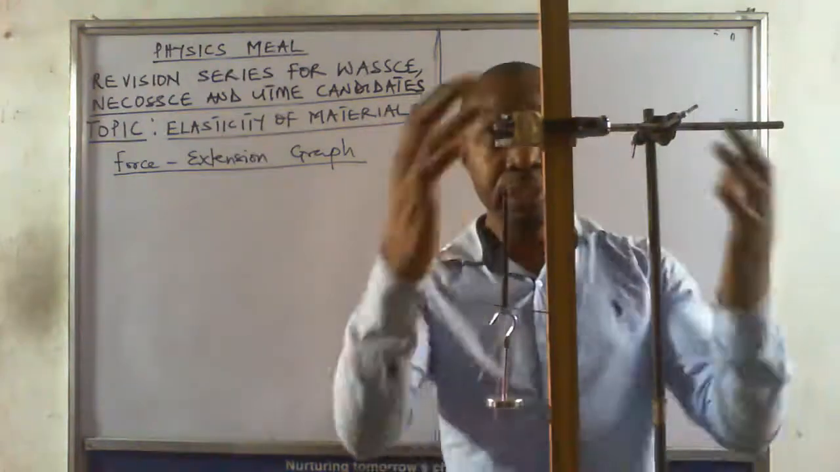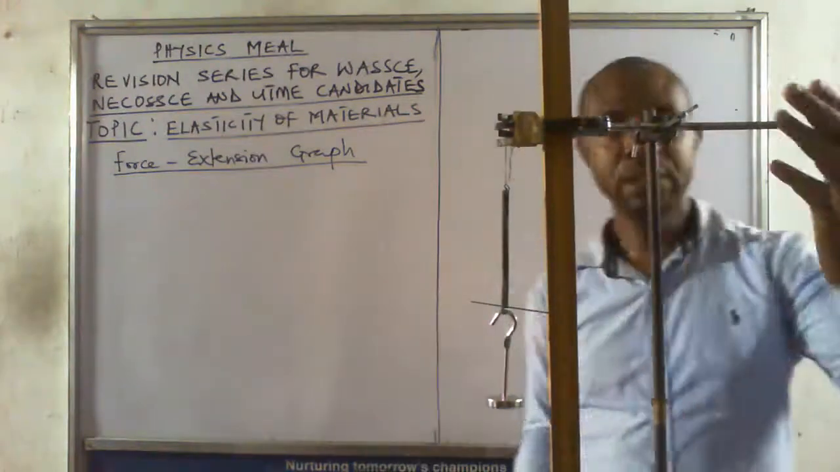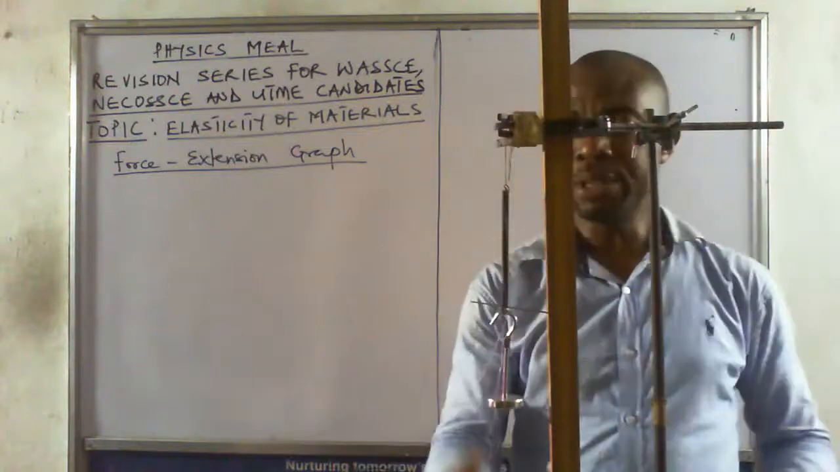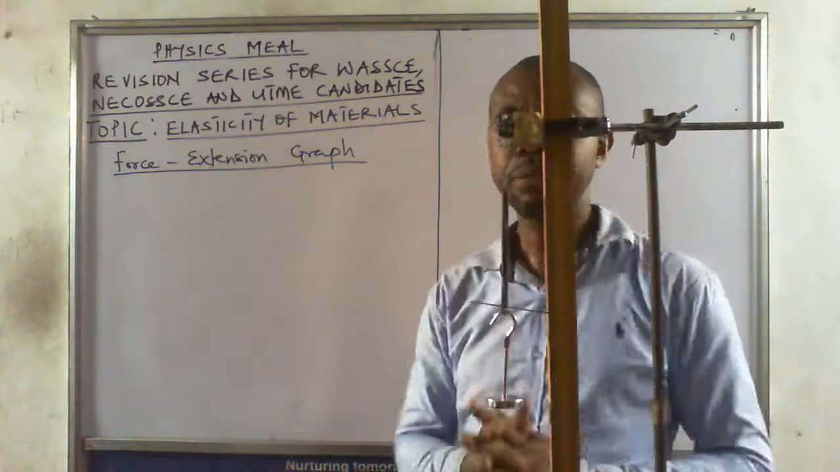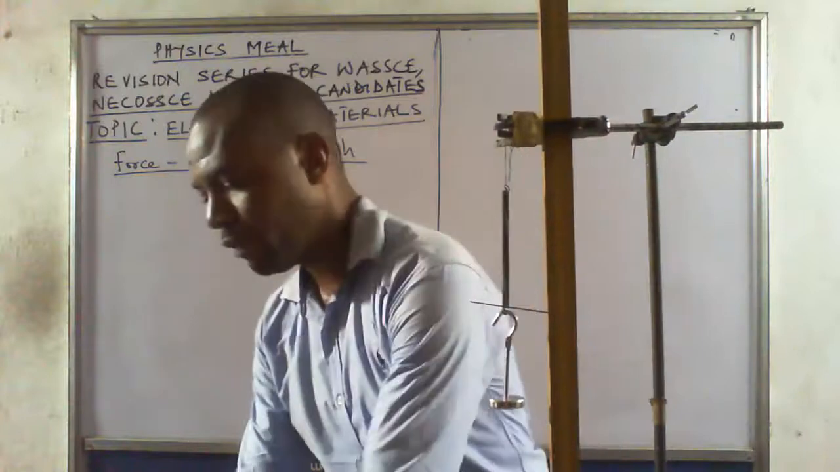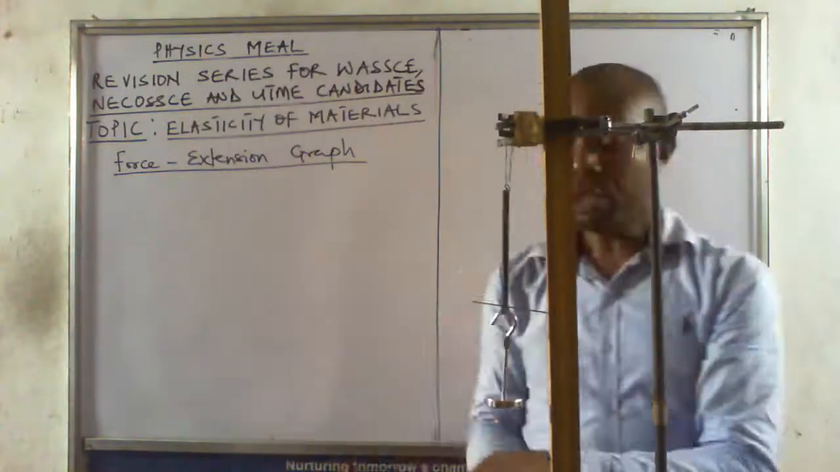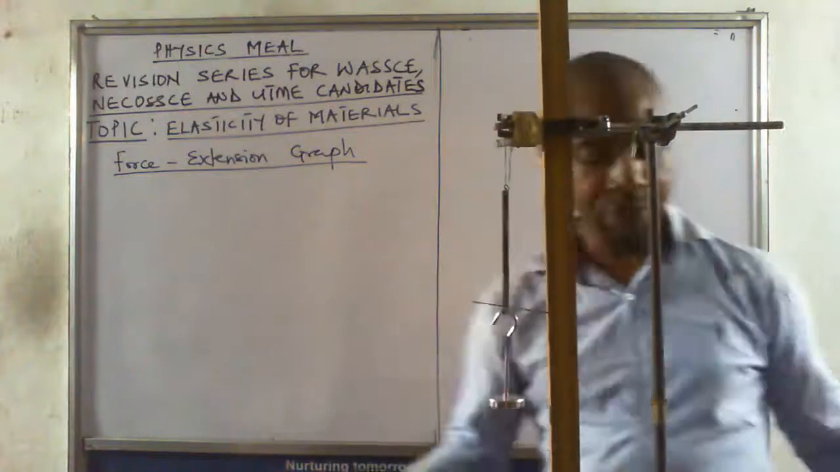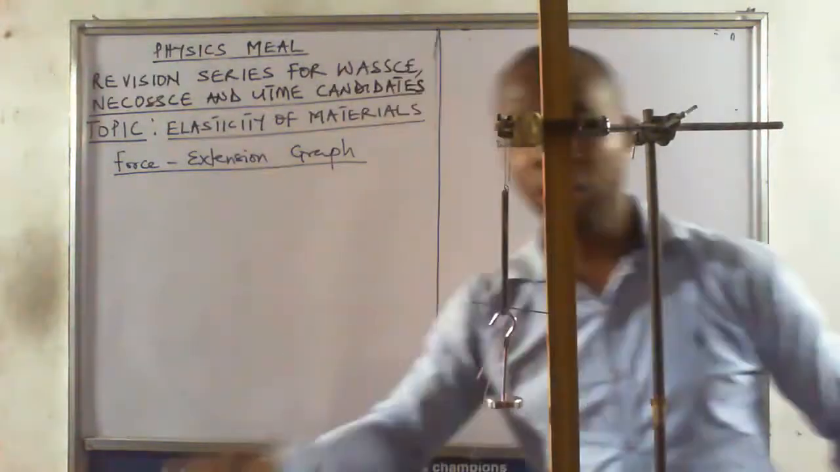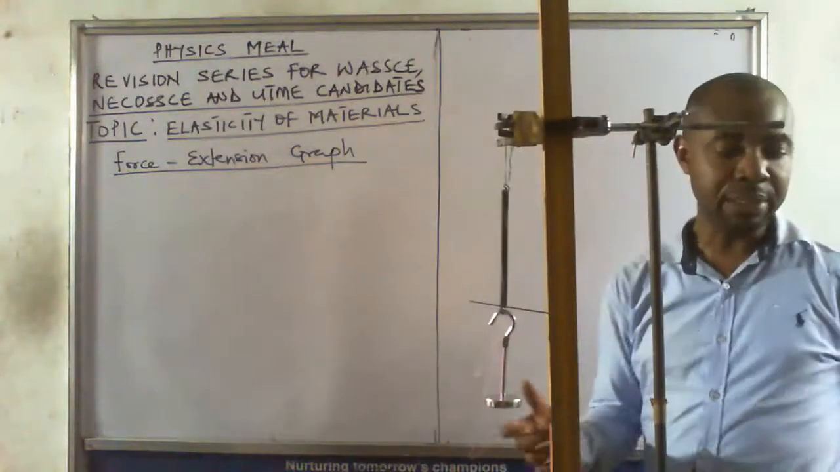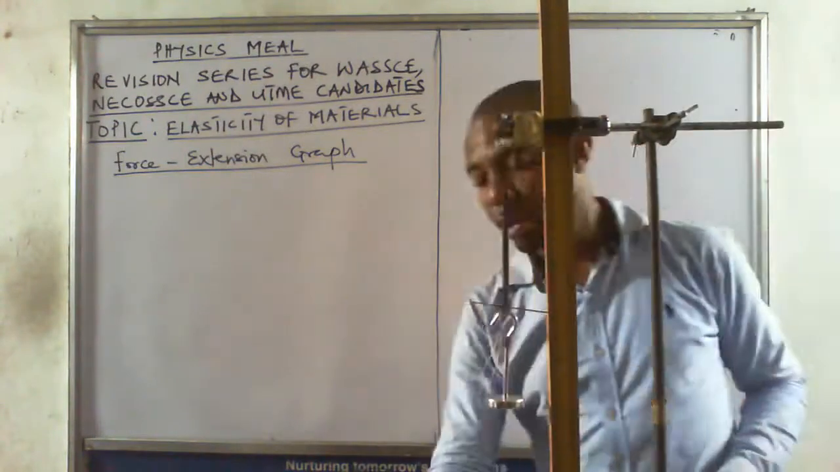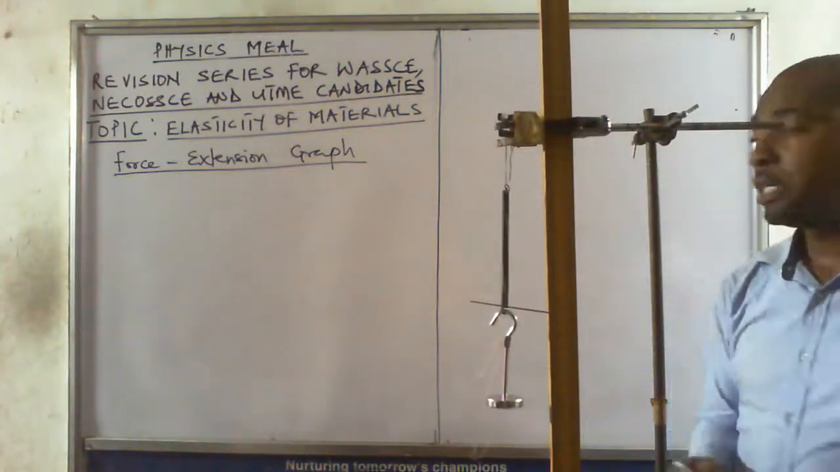Now, this setup is a retort stand that has a clamp and a boss, and this is a meter rule. This is a hanger for masses. We have different masses here. Because it's not a full practical class, we are not going to have a table where we record the masses at the end of the day, because we are not running a full practical session.